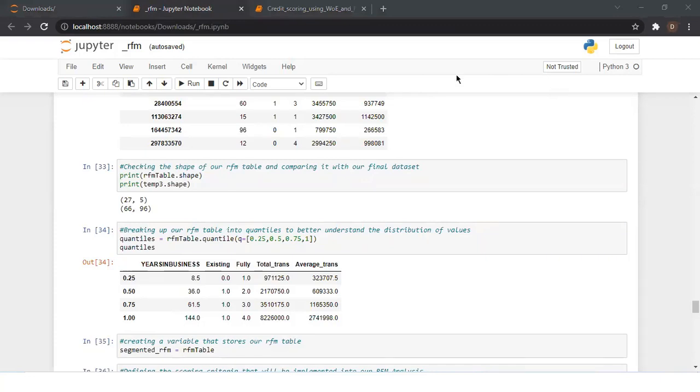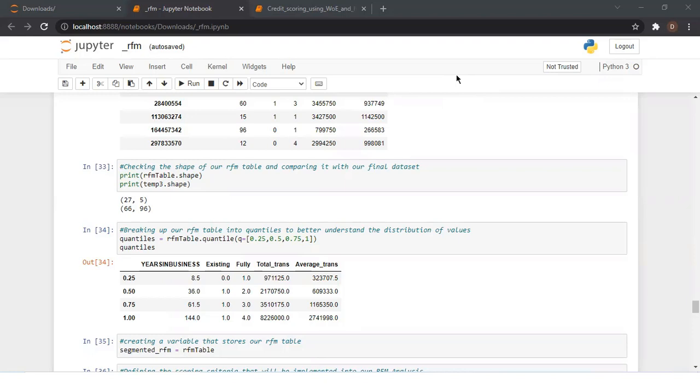Is anyone aware about this RFM method? What does this RFM stand for? This RFM method is used a lot by financial institutions, or for that matter, any business that is into customer facing or B2C. Yes, Ashok Kumar says recency, frequency, and monetary value.